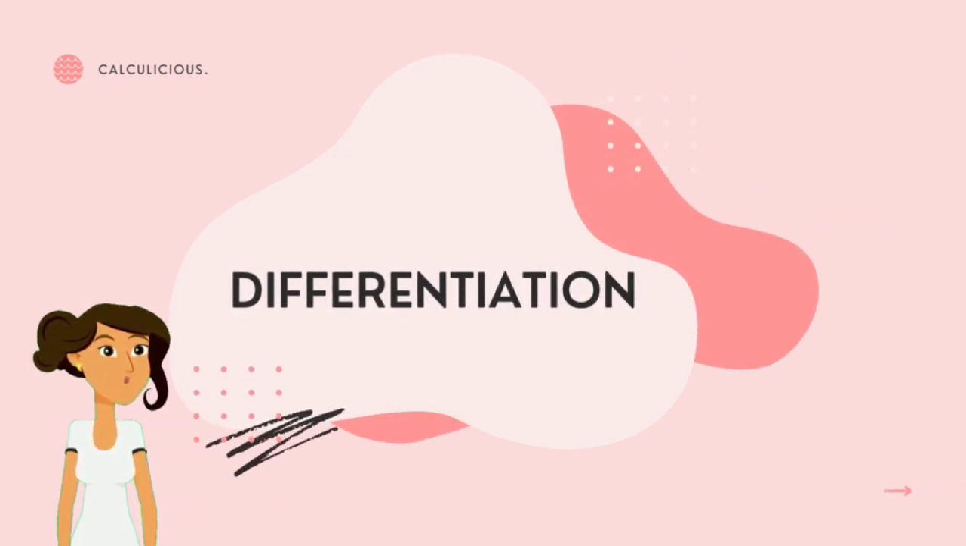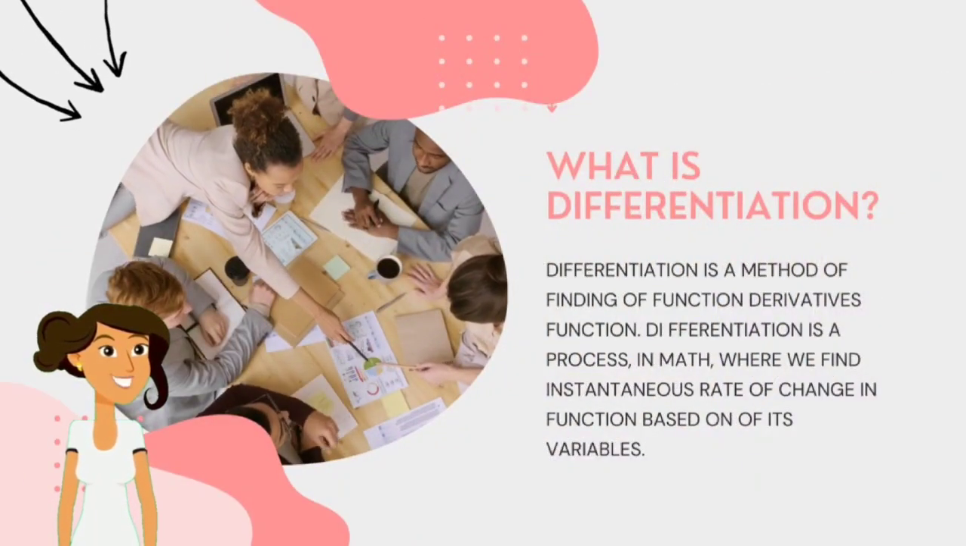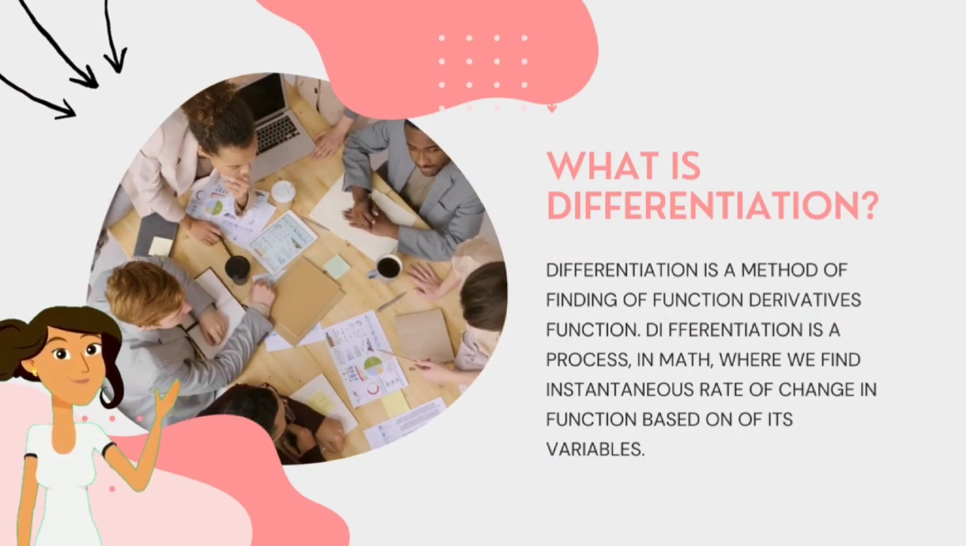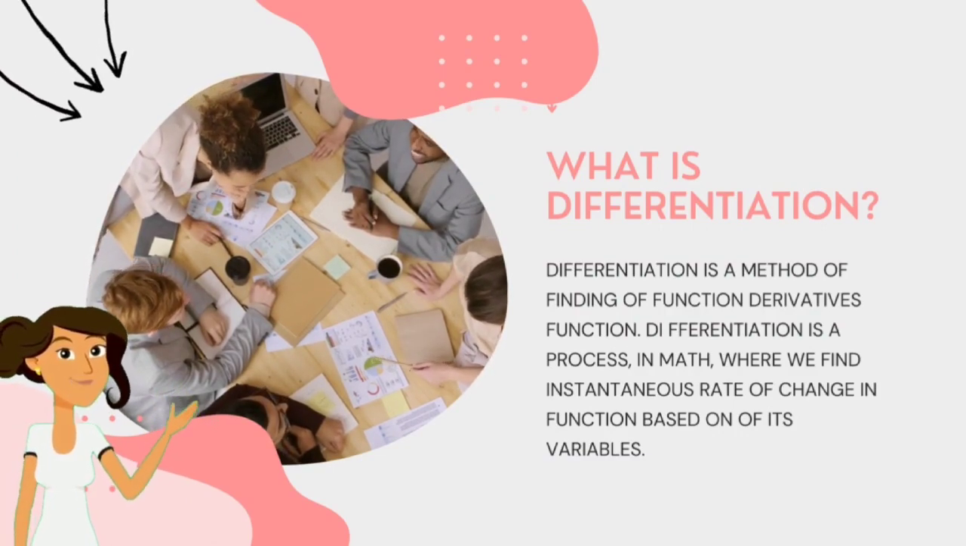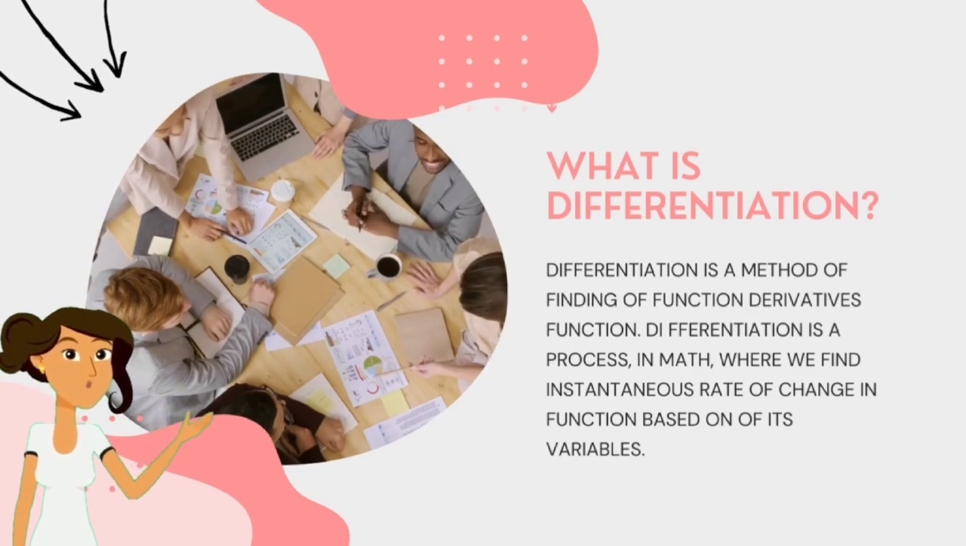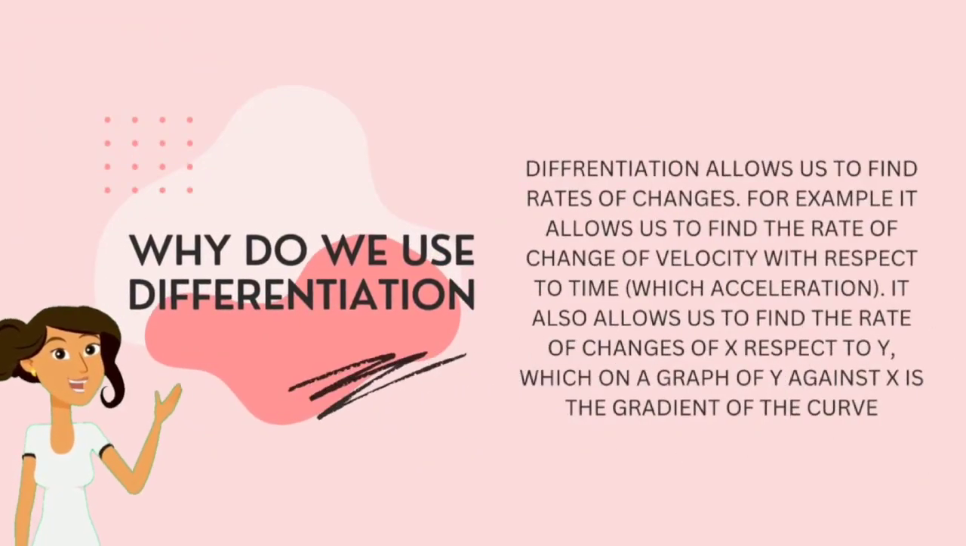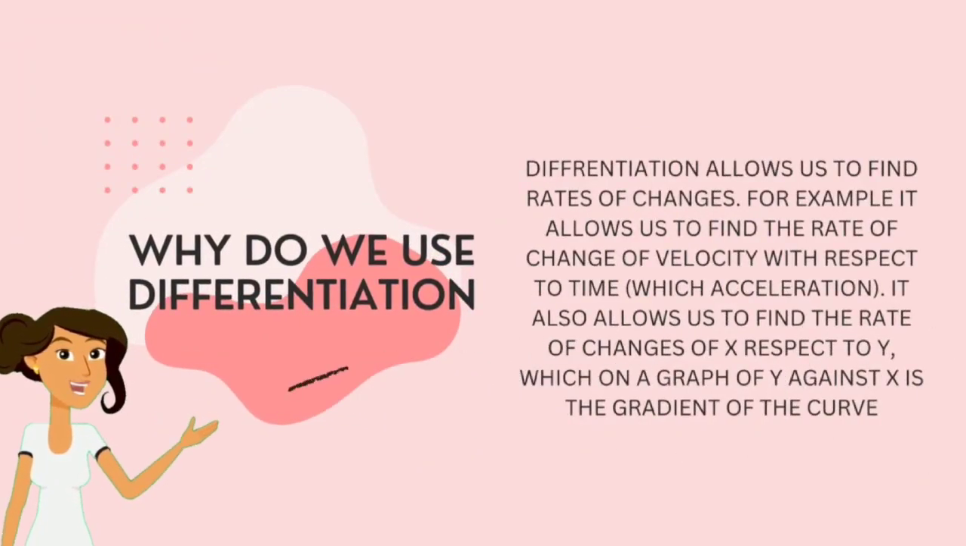In order to find the rate of change, we will first talk about the topic of differentiation. Differentiation is a method of finding the derivative of functions. It is a process in math. It is used to find the instantaneous rate of change in a function based on its variable. So, why do we use differentiation? It allows us to find the rates of change.